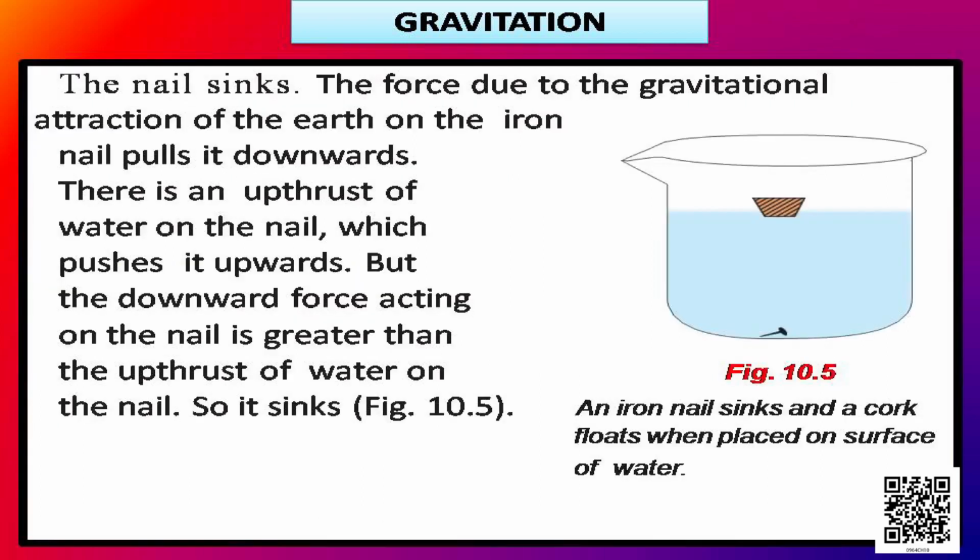The force due to the gravitational attraction of the earth on the iron nail pulls it downwards. There is an upthrust of water on the nail which pushes it upwards, but the downward force acting on the nail is greater than the upthrust of water on the nail. That's why it sinks and goes to the bottom of the container.